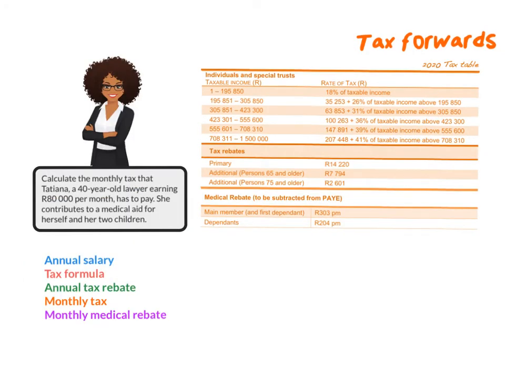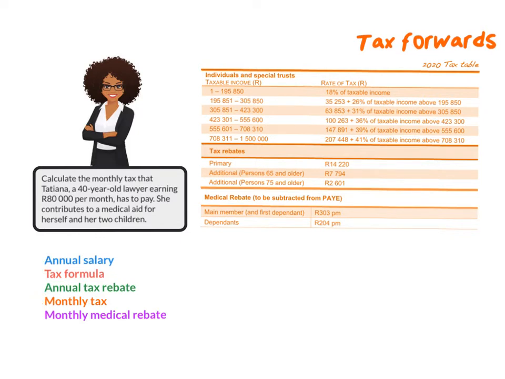So let's look at an example. If we look at Tatiana here, she is a 40-year-old lawyer and she earns 80,000 Rand per month as a salary, and she contributes to a medical aid for herself as well as her 2 children. So if we need to calculate her monthly tax, we need to go through quite a lengthy process. Luckily for you, I've set out the steps here on the side that we have to work through to make it a little bit easier for you.